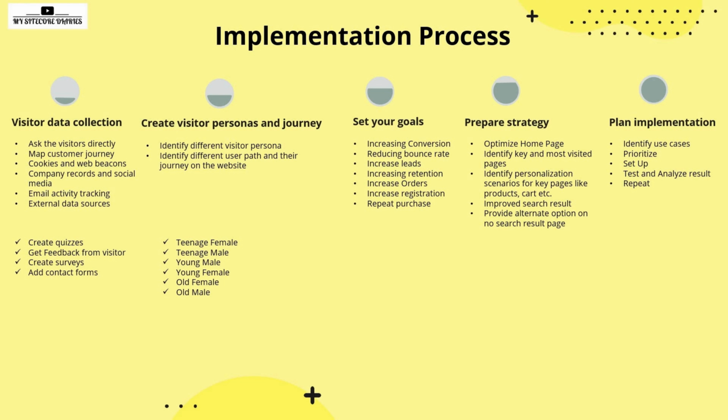Once you have implemented everything, then test it and analyze the result. Test and analyze, test and analyze. Depending on your analysis, you might have to make some changes, so repeat the steps. So these are the overall implementation process steps: first collect the data from the visitor, then create visitor personas and journeys, and then set a goal for what you want to achieve from this personalization. Then how will you do that? Prepare the strategy, then plan it and implement it. And repeat this process until you achieve your goals. So this is the implementation process overall.